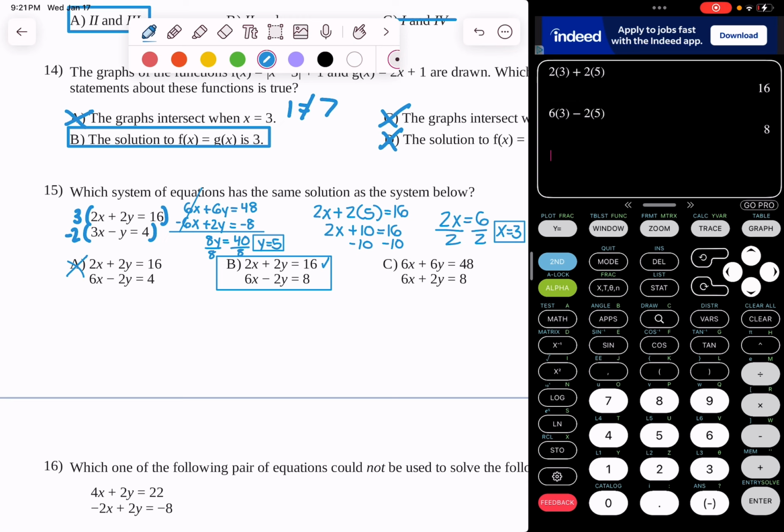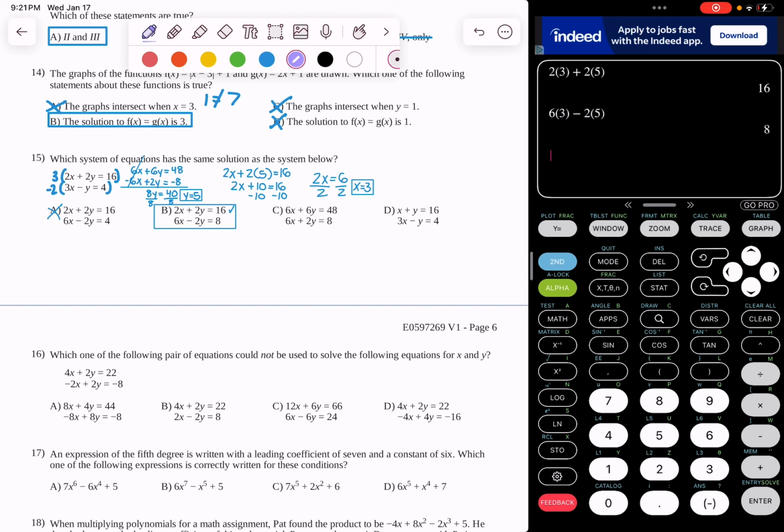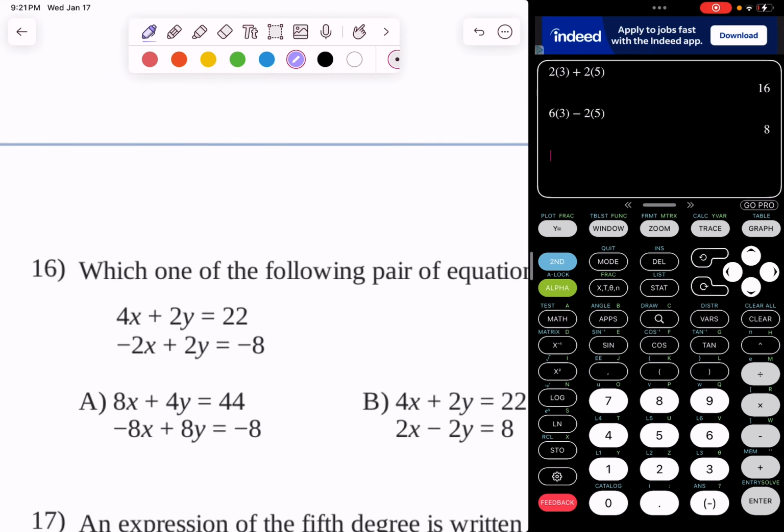All right, let's look at number 16. Which one of the following pairs of equations could not be used to find x and y in the following equation? All right, so basically they're saying you're going to find an answer for x and y, and then you need to see which one does not get you the same answer for x and y. So let's look at 16.